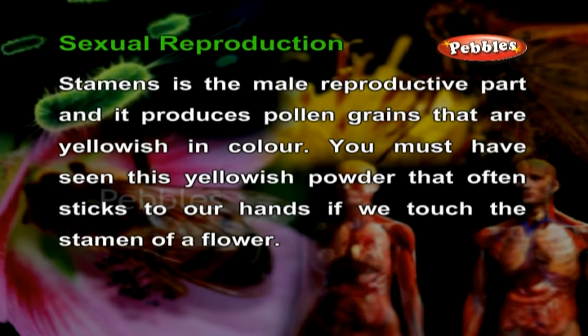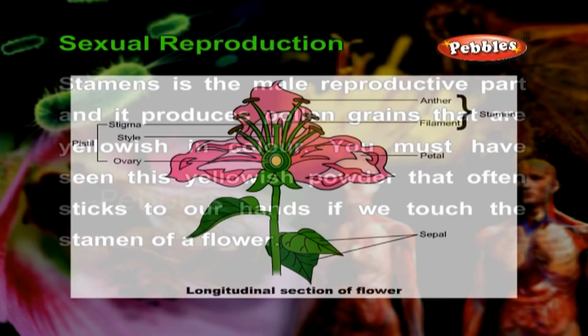Stamen is the male reproductive part and it produces pollen grains that are yellowish in color. You must have seen this yellowish powder that often sticks to our hands if we touch the stamen of a flower.